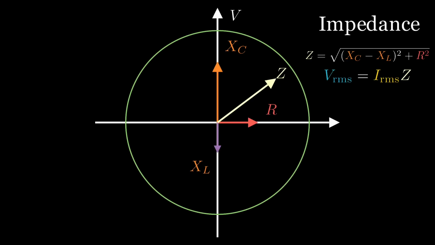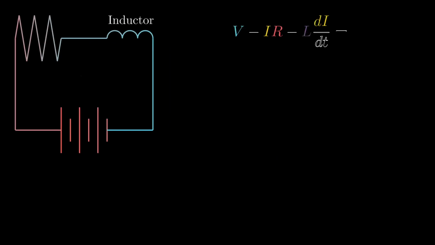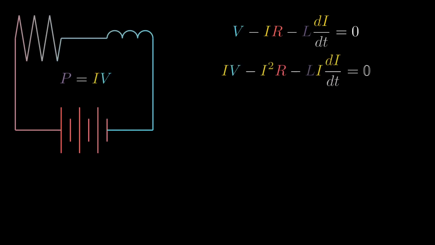Now since the inductor is capable of resisting the voltage of an AC circuit, we would expect it to have some kind of energy, and indeed it does. We can get it from a Kirchhoff loop, just like we did before. The voltage from the source minus the resistor voltage minus the inductor voltage must equal 0. Now since all of these quantities are voltage, if you multiply the whole thing by current, then each quantity becomes power, because power equals current times voltage.